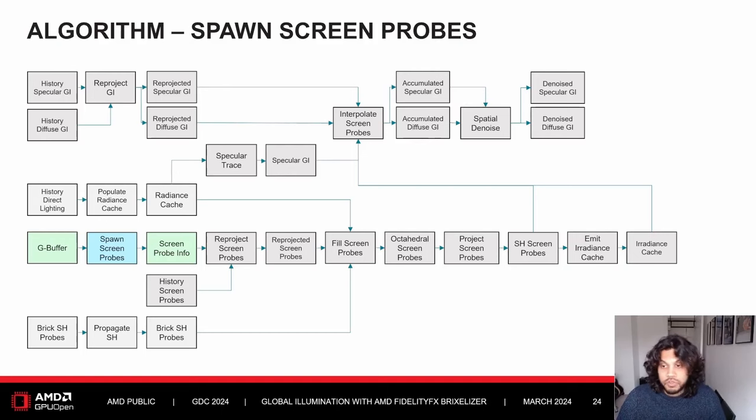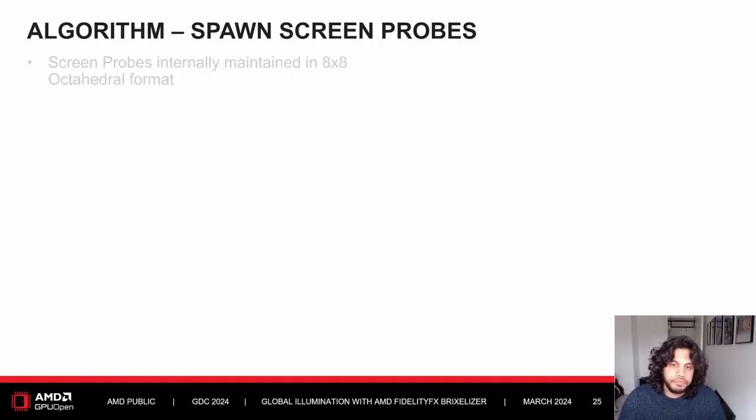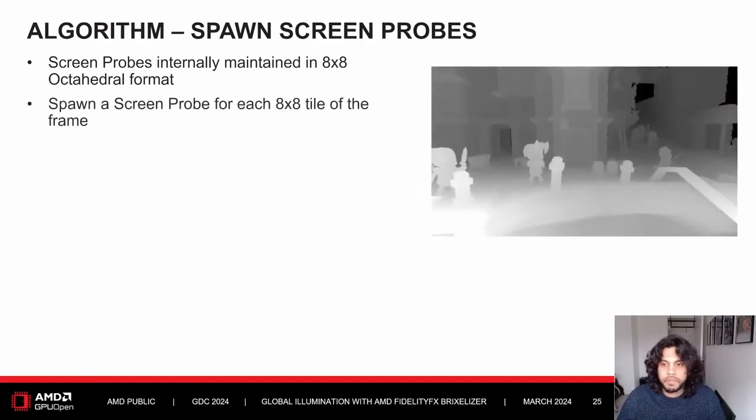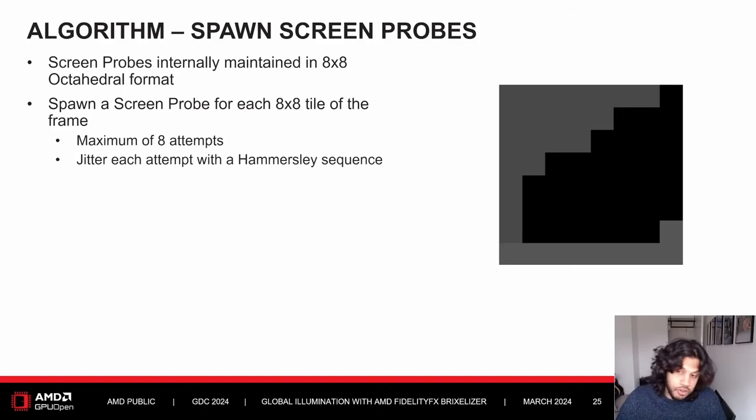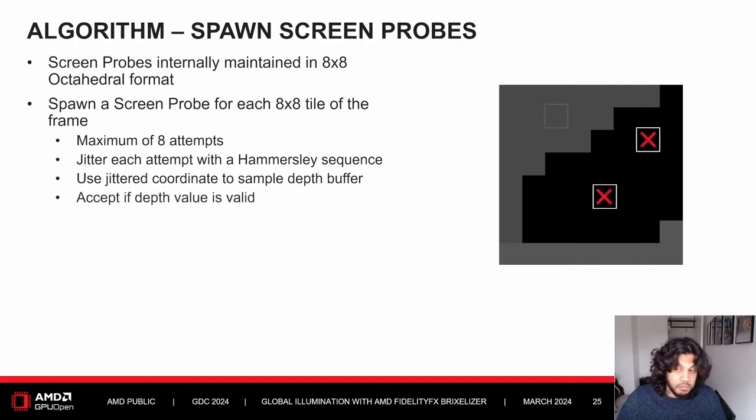Next, we spawn some new screen probes. Screen probes are internally stored as 8x8 octahedral projection mapping. And a probe is spawned for each 8x8 tile of the frame. And a maximum of 8 attempts is made to spawn a probe. Each attempt is jittered using a Hammersley low discrepancy sequence. Using this jittered coordinate, we sample the depth buffer and accept it if it doesn't belong to a sky or background pixel.